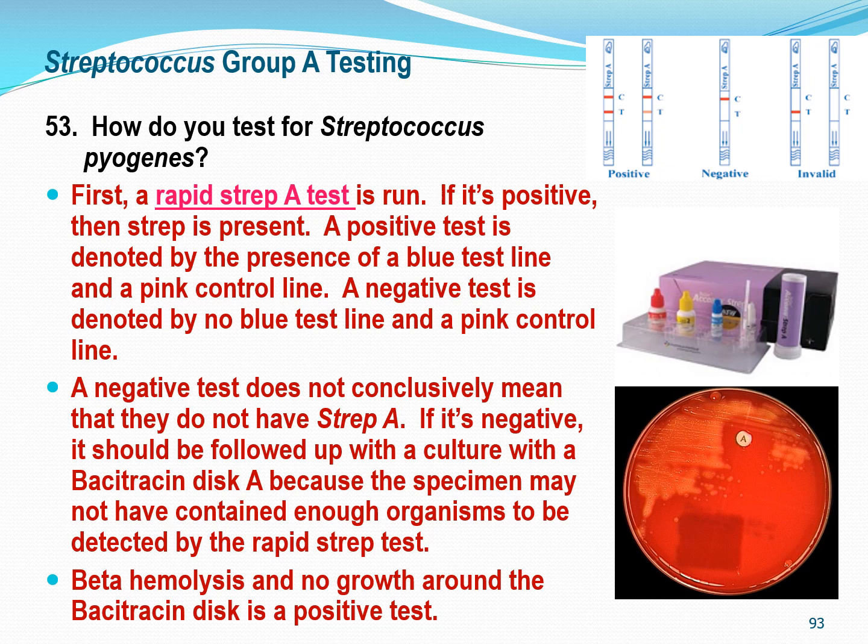So if we get a positive on our rapid strep test, then we move forward with treating this patient as having strep. If we get a negative and we're not sure, because of the seriousness of strep, and they have all the signs and symptoms of strep, we really need to do this culture just to make sure.